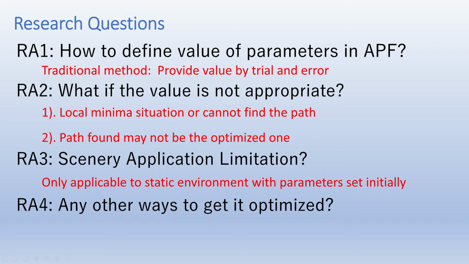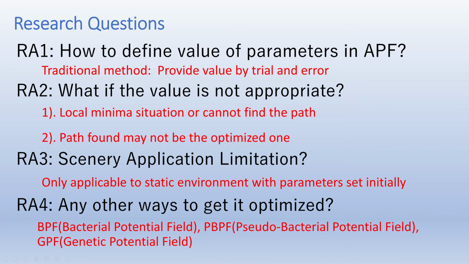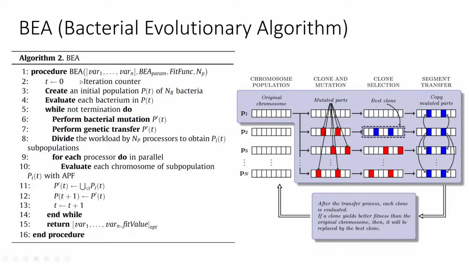And as for the fourth research question, are there any ways to get them optimized? Of course we have, and they are actually BPF, PBPF, and GPPF. Later I will talk about more details about bacterial potential field, which is also known as BPF.